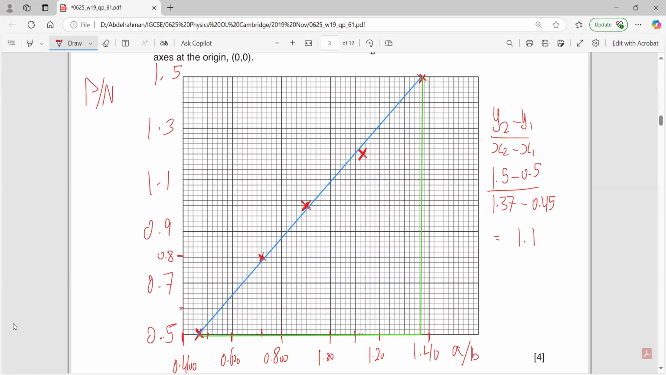Someone's asking, can you explain A over B again? Basically, all you did is you found the values from the table, and you divided A by B, A over B, for all of the values of A and all of the values of B. That's all you did. You just divided all of the values.